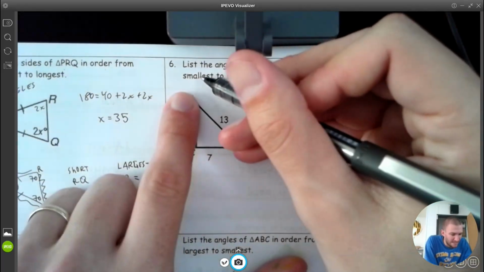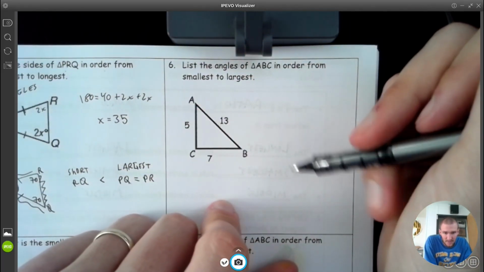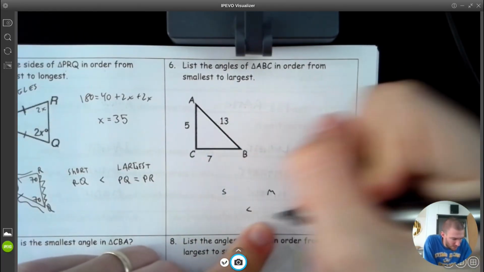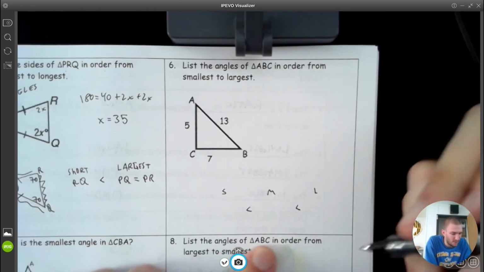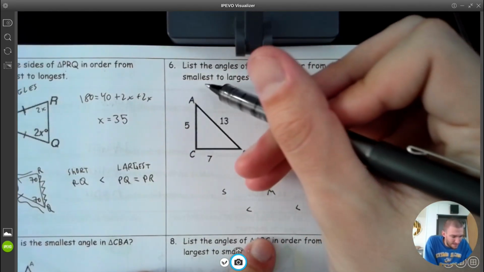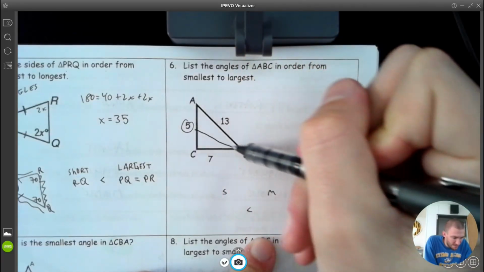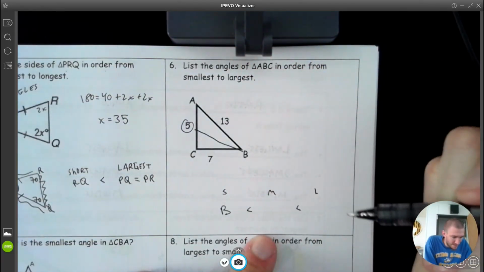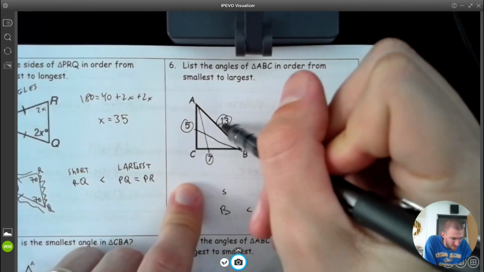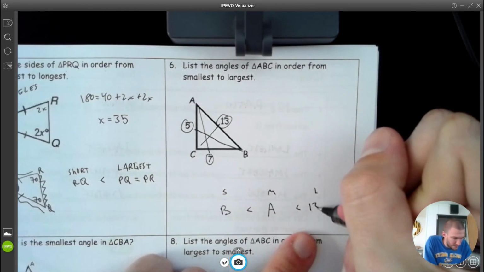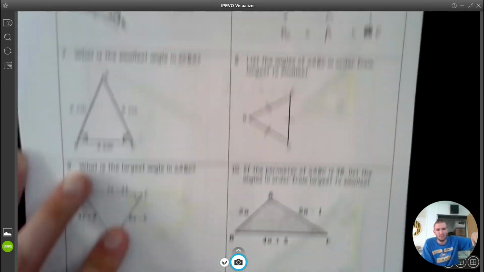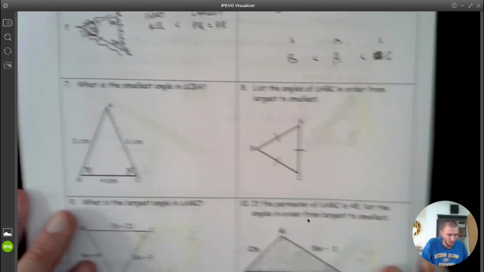Now this one says to list the angles in order of smallest to largest. Small, medium, large, angle, alligator eats the large. And again, it says smallest, so 5 is the smallest. That means B is the smallest. 7 is the middle. That's going to be A. And 13 is the largest. 13, I'm supposed to be writing a C here. Whoops. Let's go a little faster here.